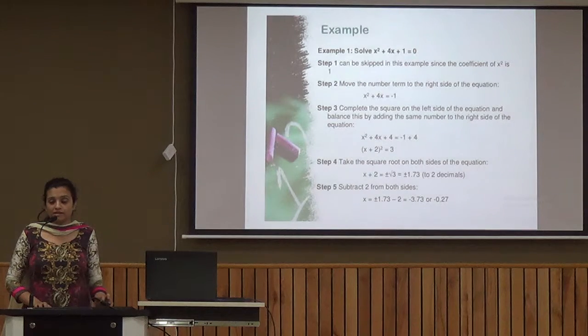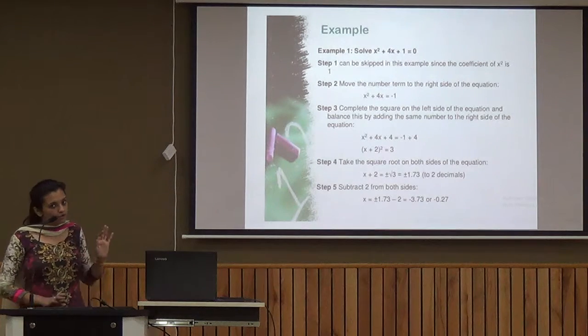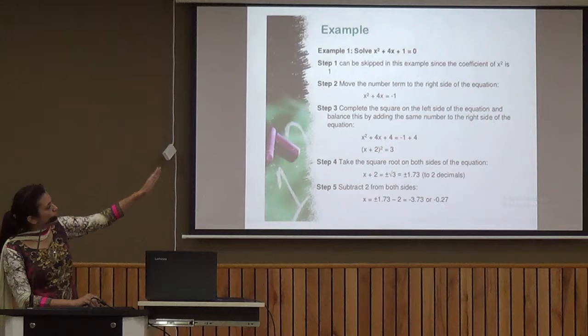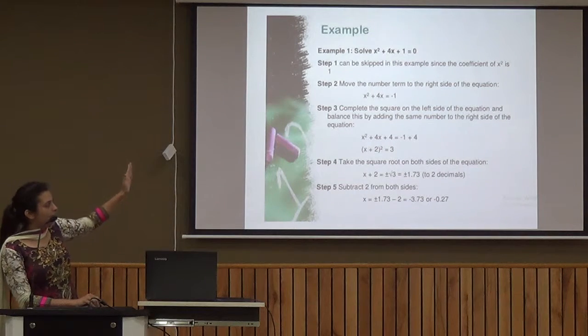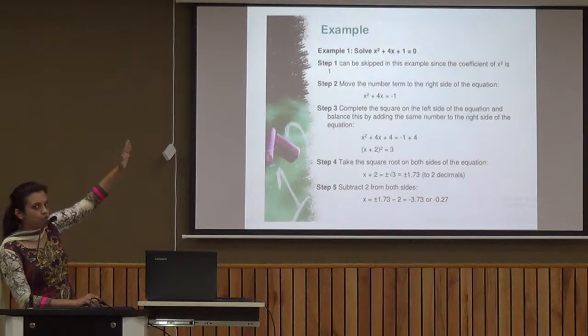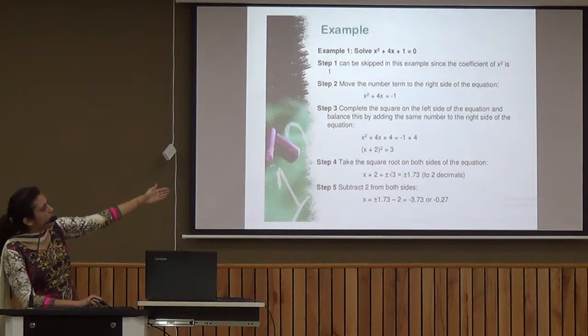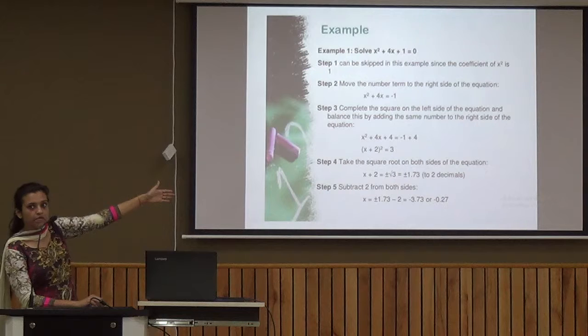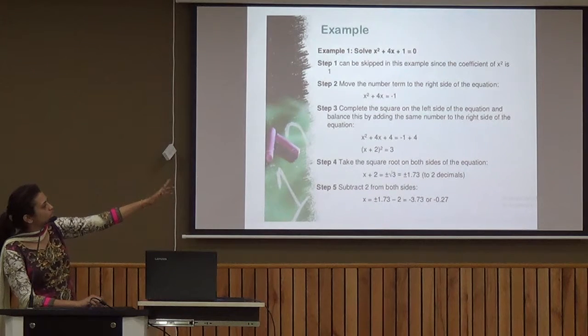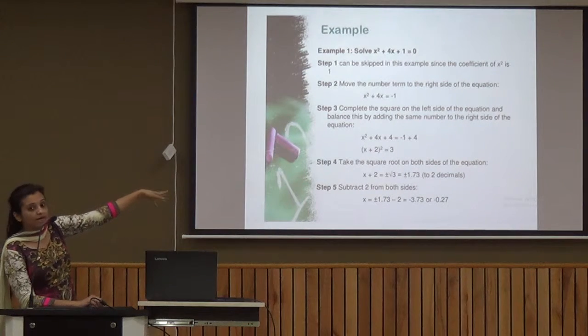Now, what is missing here? Yes, 2 square. So what we're going to do? We're going to add up 2 square onto the left side, and same thing will be added onto the right side to maintain the balance. That is, you get x square plus 4x plus 4 is equal to minus 1 plus 4. Now the left hand side, just by adding 4 onto the left hand side, it becomes x plus 2 whole square, which is equal to 3.